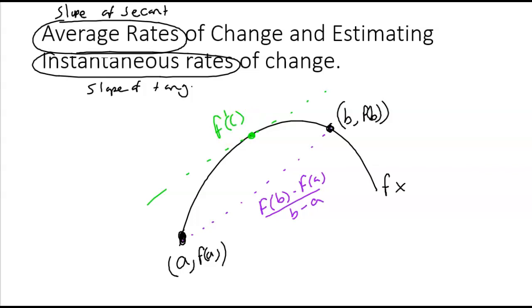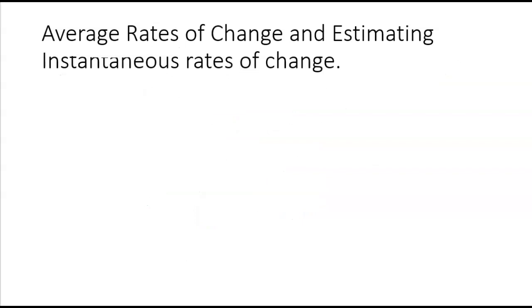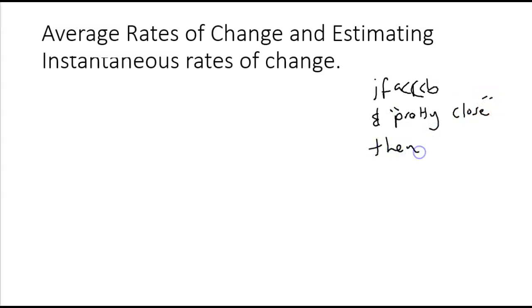Well, here's the fact I want you guys to be aware of. I don't want that to be green, sorry. Let me try this one more time. If C is between A and B, and pretty close, we'll say. How's that for math language? If C is between A and B and pretty close to those values, then we can say that the average rate of change, the slope of the secant line, is pretty much going to give you the same thing as the instantaneous rate of change, or the slope of the tangent line.